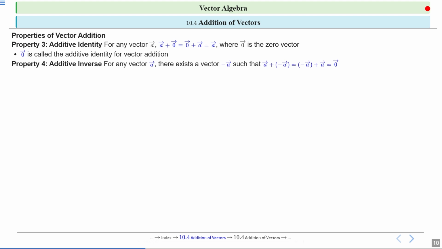Property 4, additive inverse. For any vector a vector, there exists a vector minus a vector such that a vector plus minus a vector will be equal to minus a vector plus a vector, which will be equal to zero vector, right? So the vector minus a vector is called the additive inverse of a vector, okay?